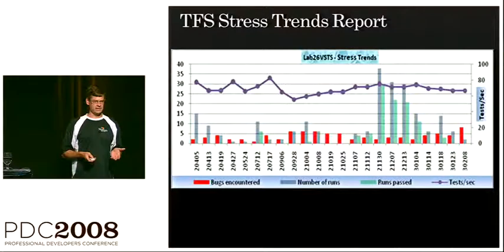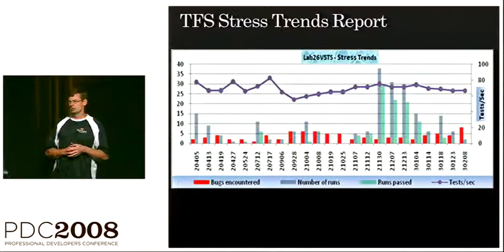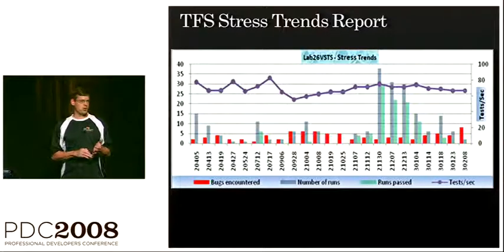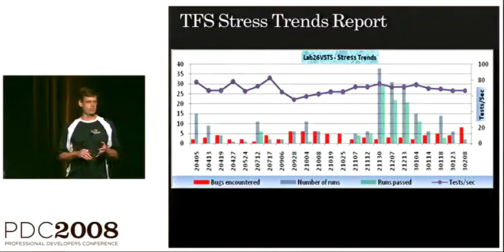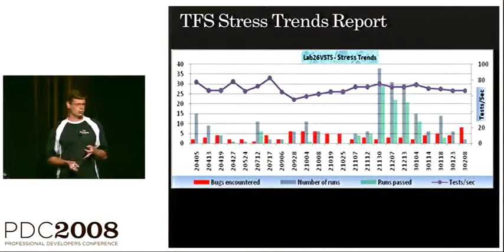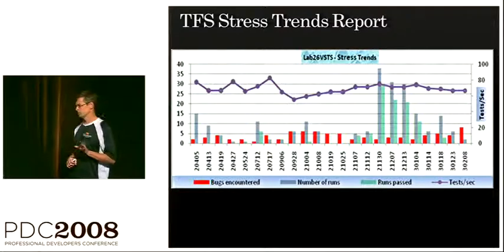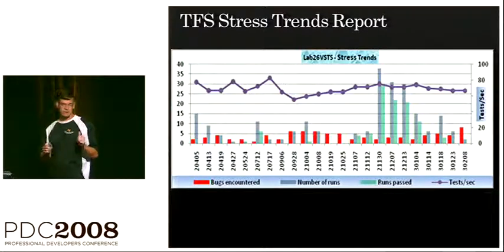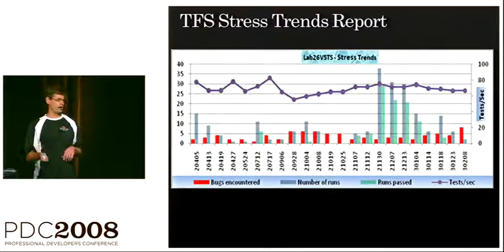Okay, now this is a stress report. We run two types of stress tests. One's a long-haul stress, which we run for a week and look for things like memory leaks and server stability. And then short-haul stress, which is what this is a report of. In short-haul, we pick a build at the beginning of the week, and then we run stress on it over and over that week.